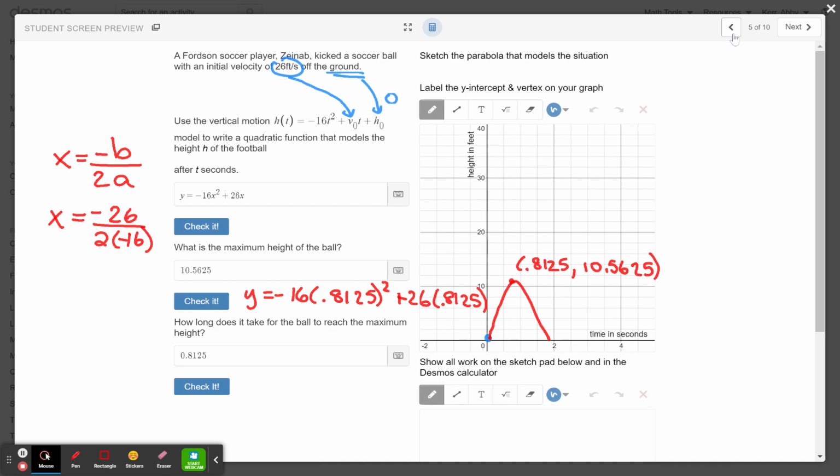Oh, and then I forgot to say, this is your y-intercept. Your y-intercept, because she kicked it at the ground, is 0, 0. So at time 0, the ball was 0 feet off the ground.